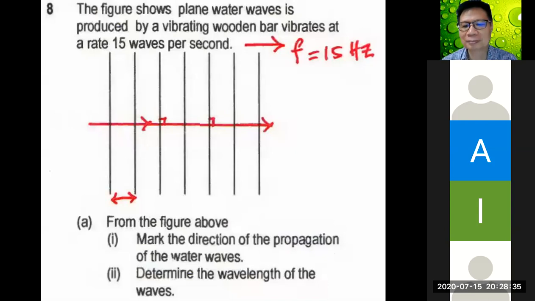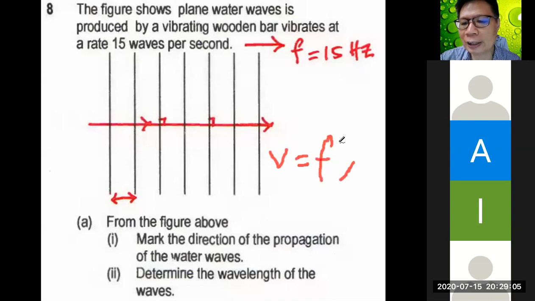V equal to F lambda. The formula is correct. You mentioned the formula is correct. V, the speed, equals frequency multiplied by the wavelength lambda. This is the formula to find lambda.